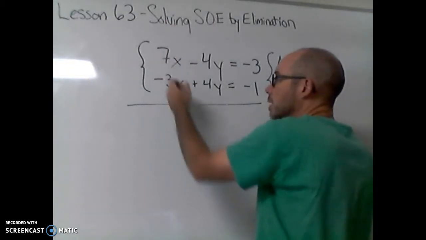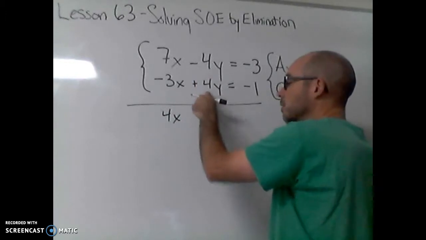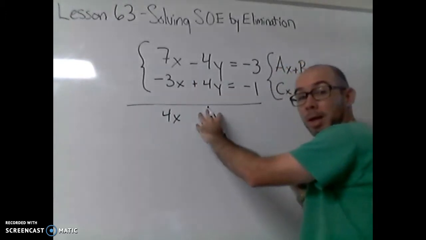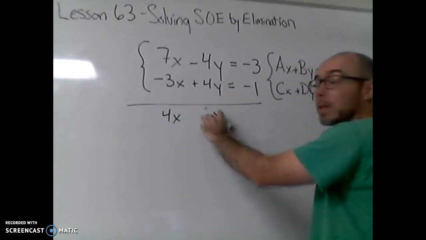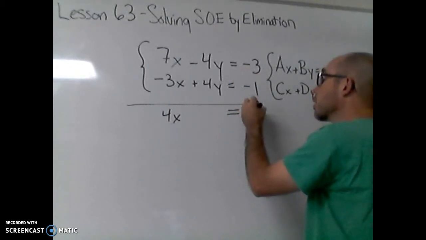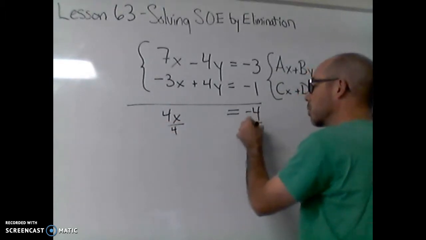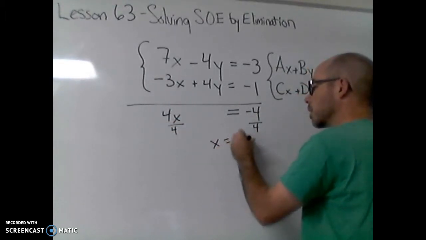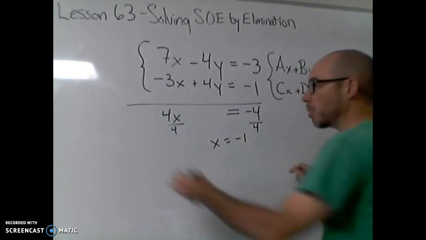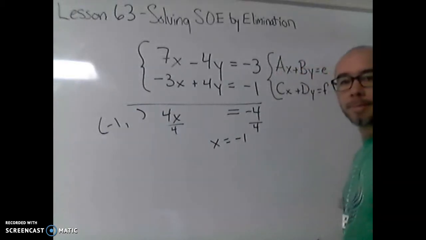So we have 7x minus 3x is 4x. Negative 4y and a positive 4y makes 0y. So that's eliminated right there. Equals negative 3 and negative 1 is negative 4. So if we do our basic algebra here, we'll get that x equals negative 1. And that's part of my answer. I'm going to put that over here, negative 1 and something.